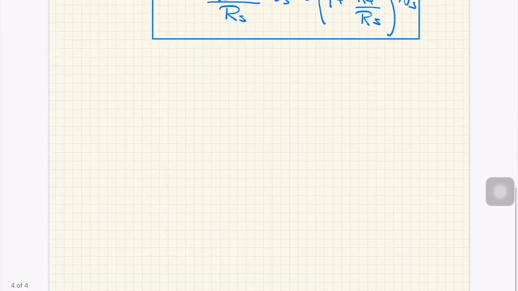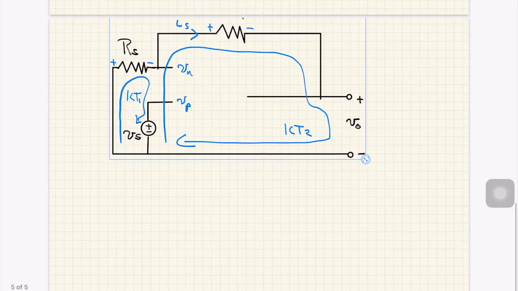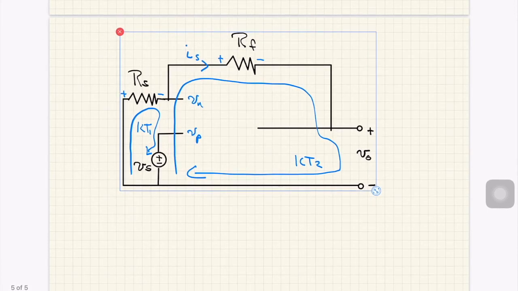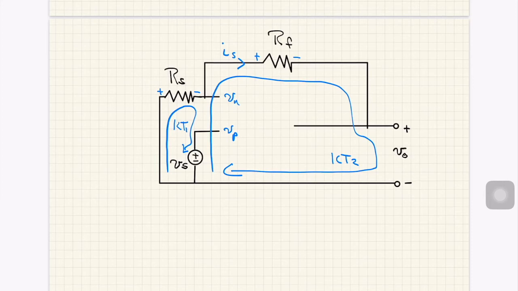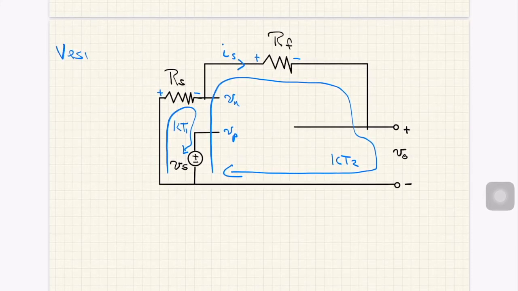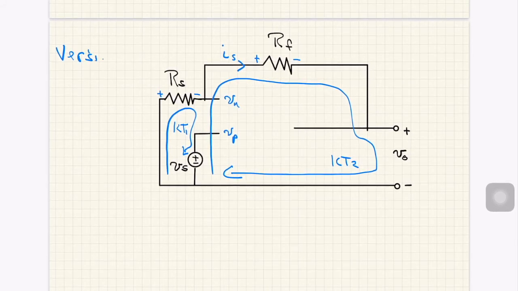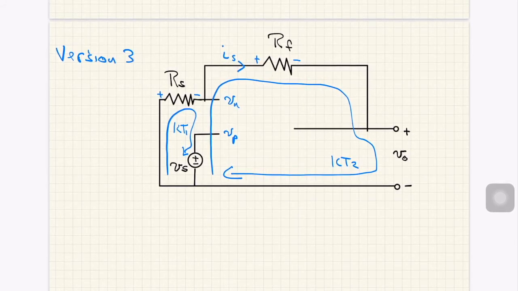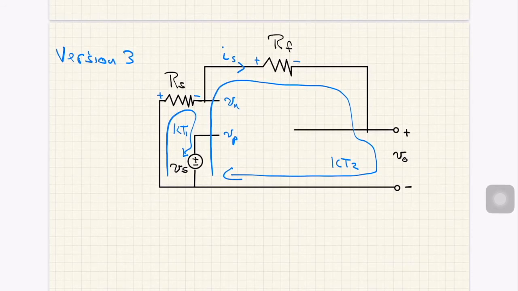Okay. Now we can start again by pasting in the figure again that we had before, and we can solve it using version 3. So now what am I going to do differently from the other two versions?